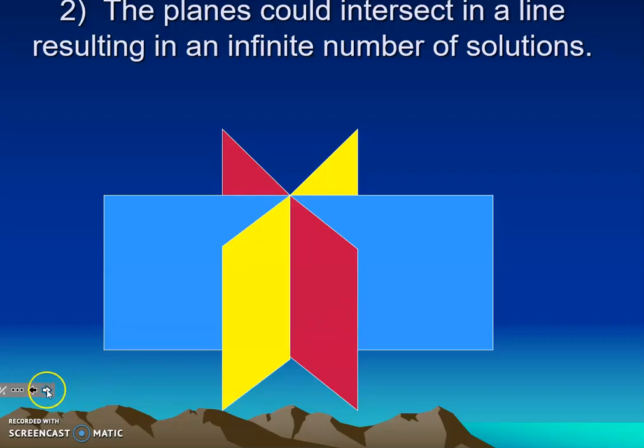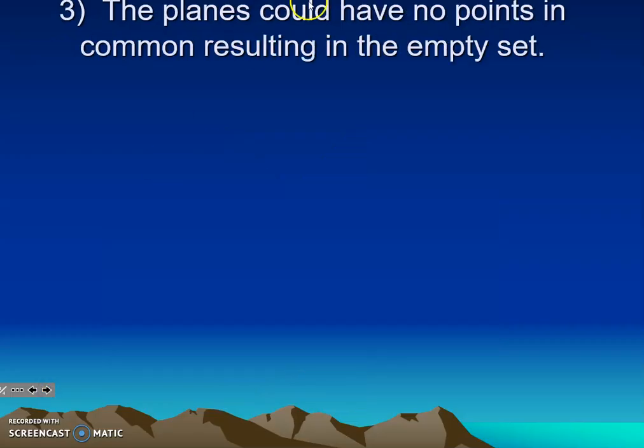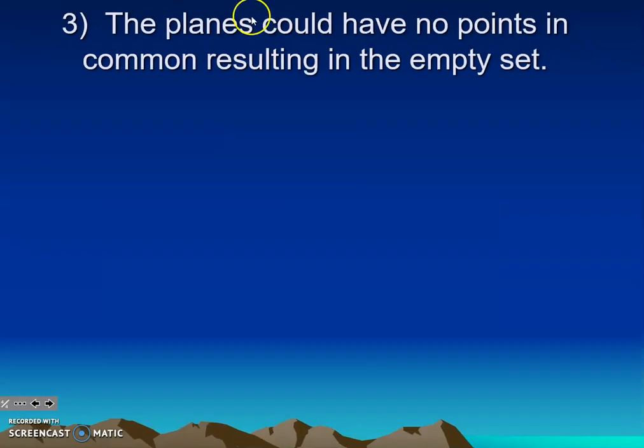But there is a third thing that can happen, and this is what just happened to us in that example. The third thing is that the planes could actually have no points in common. And if that happens, you get something bizarre like 0 equals 1 or 5 equals -13. The variables disappear, and what you're left with is just silliness. And that answer would be the empty set.